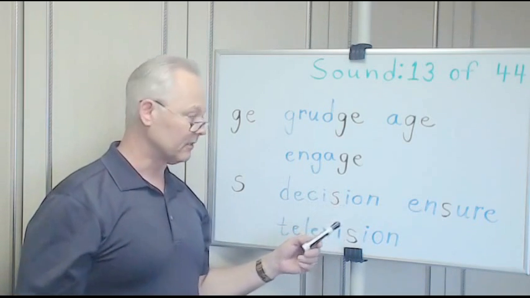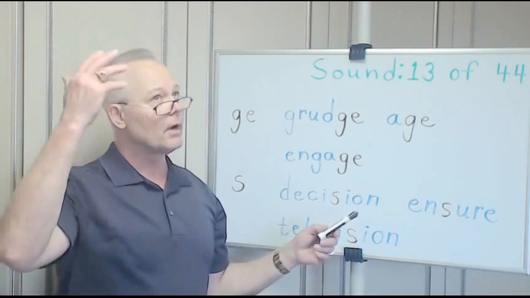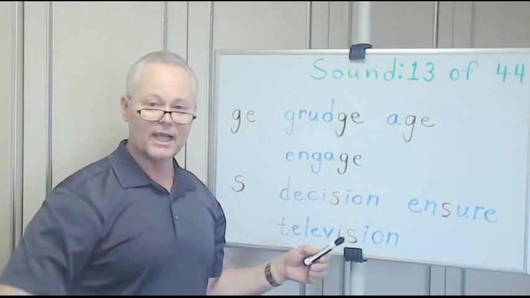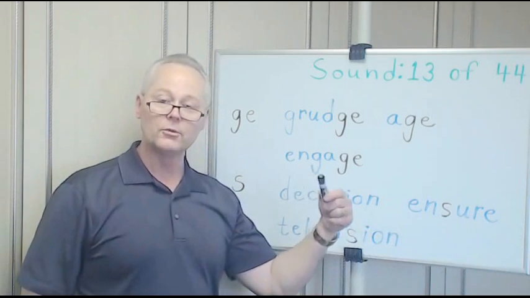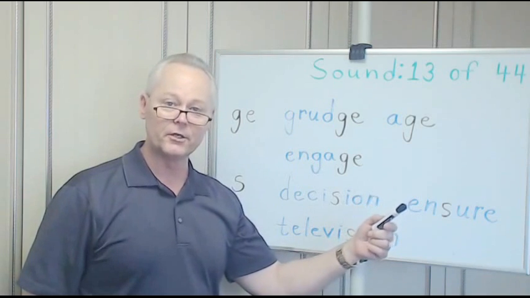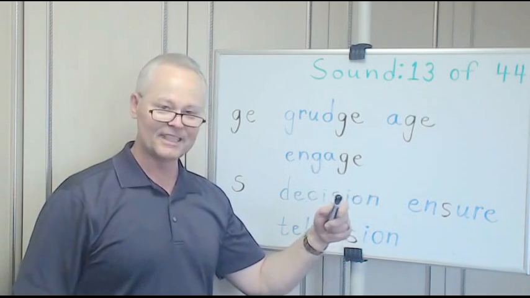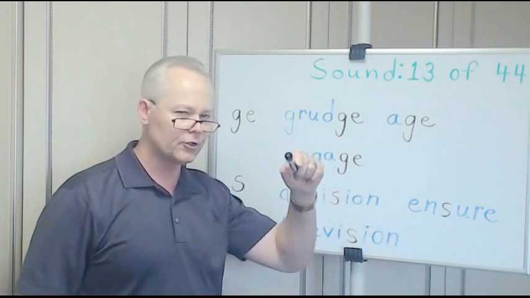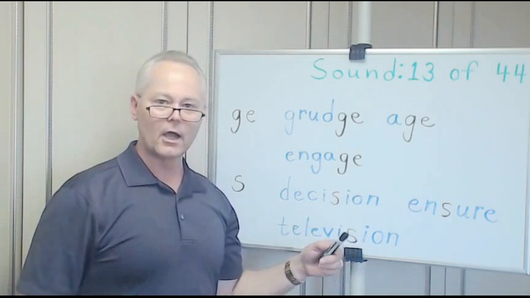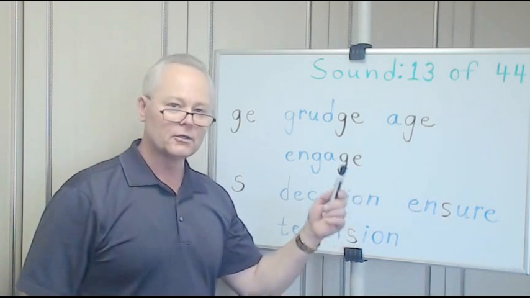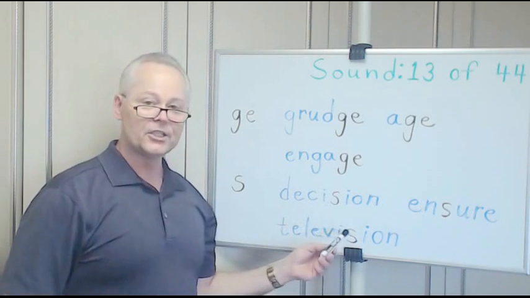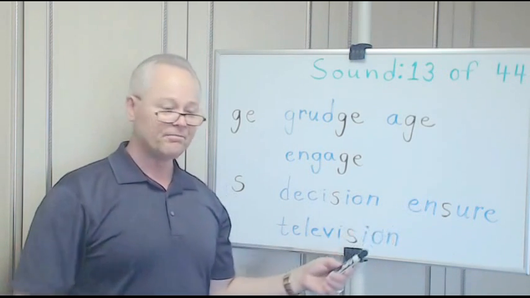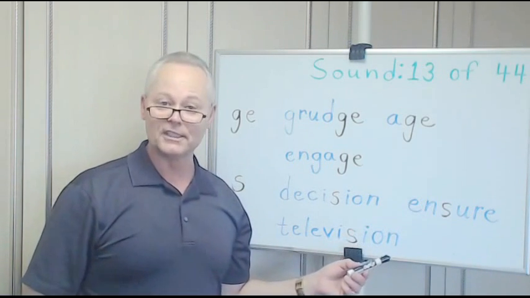Decision. A decision. You make up your mind to do something. You have made a decision. Ensure. You want to be certain that something's going to happen. So you double check. You ensure that your car is full of gas so you can get to work on time tomorrow. Television. TV. Most of us love watching television.